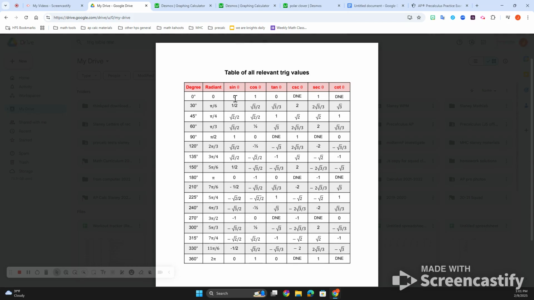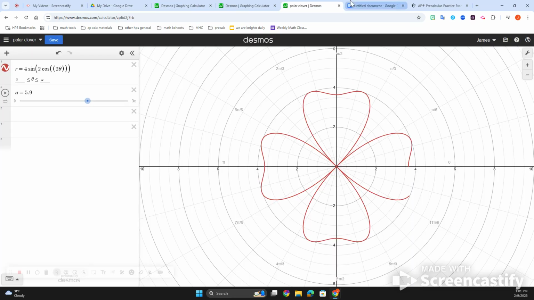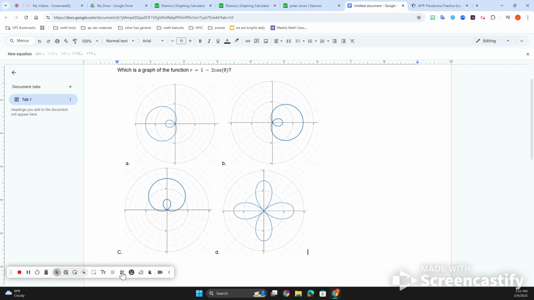Cosine of 0 is 1. So r equals 1 minus 2 times 1, which equals negative 1.